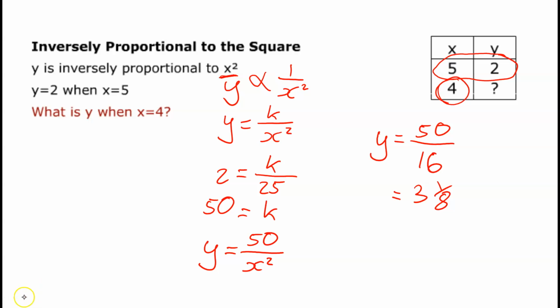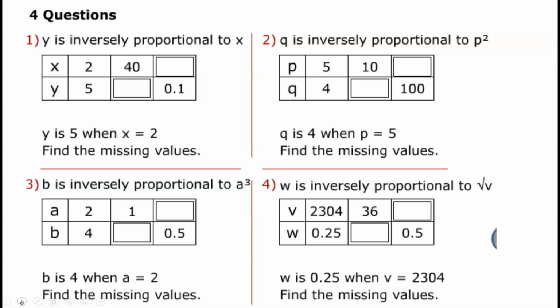Okay, so let's have a look at 4 questions, all different. So first one, y is inversely proportional to x, p squared, a cubed, and the square root of v. Follow exactly the same pattern. I would work out the formula and then work out the missing numbers. Okay, so if you pause the video, have a go at those 4, and then we can see how we get on.